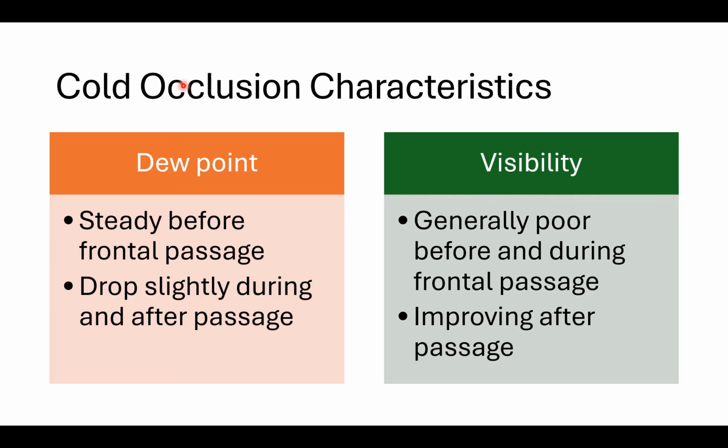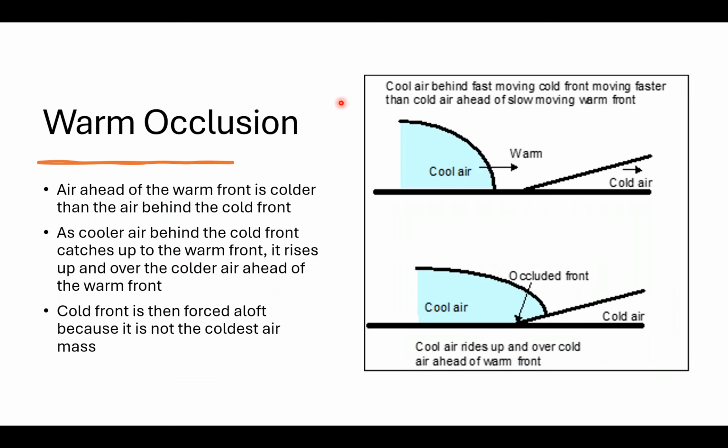Additionally, the dew point with cold occlusion is generally steady before the frontal passage, but the dew points will drop slightly during and after frontal passage. And the visibility will be generally poor before and during frontal passage, and it will improve after the cold occlusion frontal passage. For warm occlusions, now we've got a little difference here.